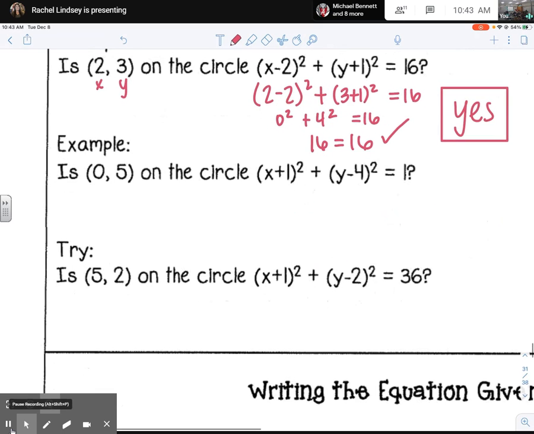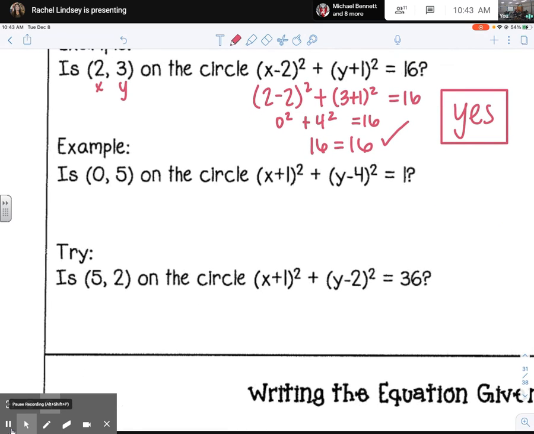Okay? Next, I want to see if (0, 5) is on this circle, so (0 plus 1) squared plus (5 minus 4) squared should equal 1 if it is on the circle. So 0 plus 1 is 1. 5 minus 4 is 1. What's 1 squared plus 1 squared? 2. Does 2 equal 1? No. That would be a no.